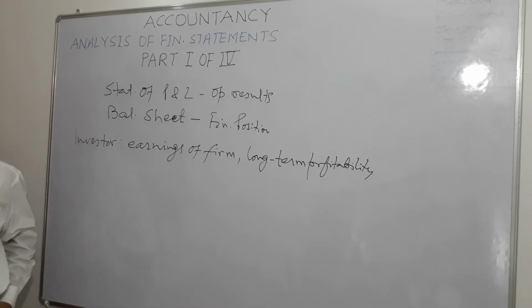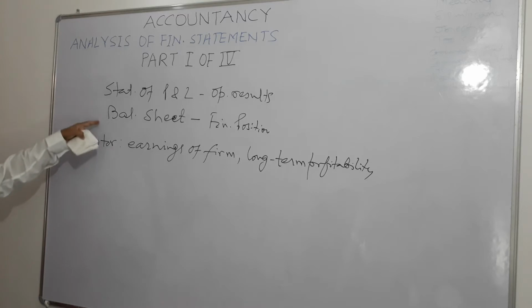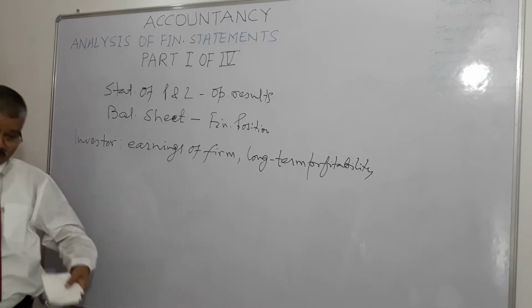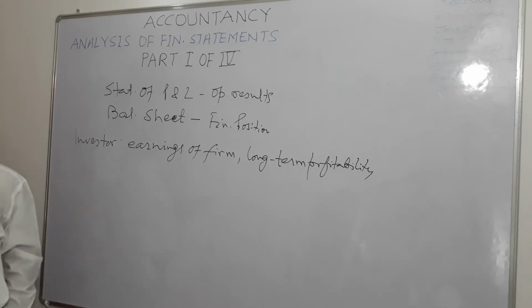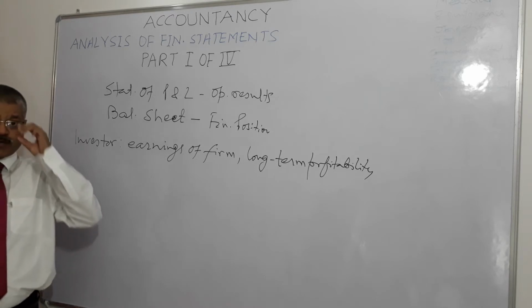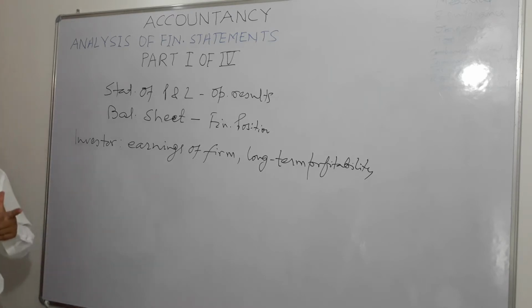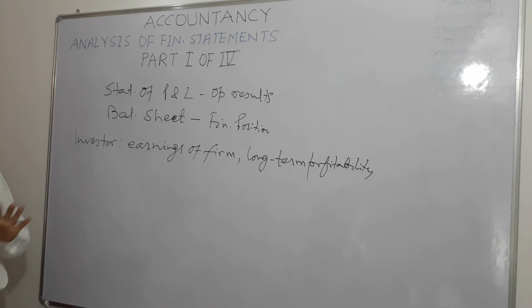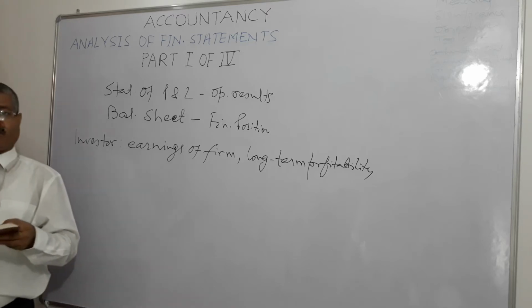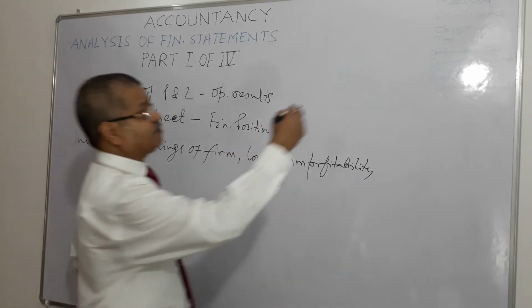In light of the points of strength and weaknesses, the analysis of these statements will show us the strengths and weaknesses of the firm, and depending upon those strengths and weaknesses, what will we do? We will make decisions about the future, right? And it will help us in decision making, whether we intend to remain invested or we intend to come out, right?